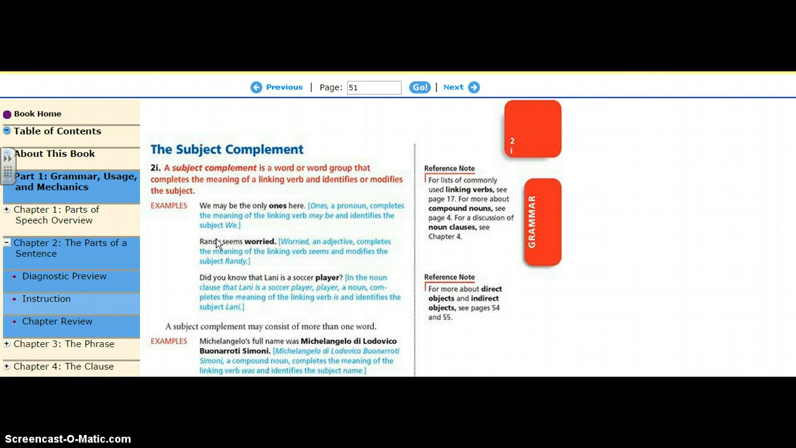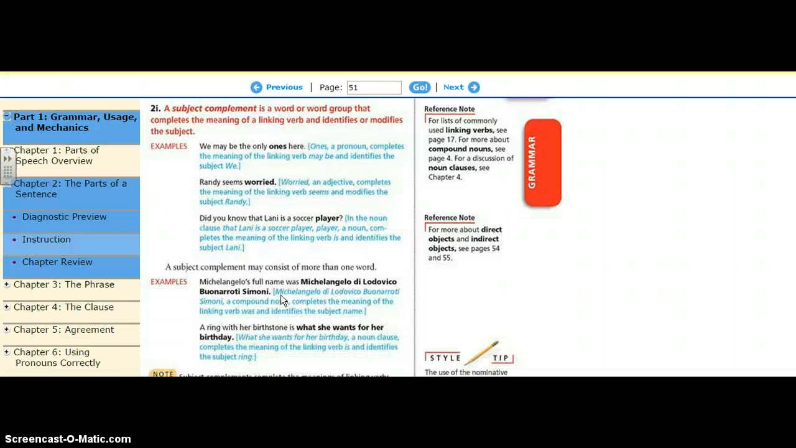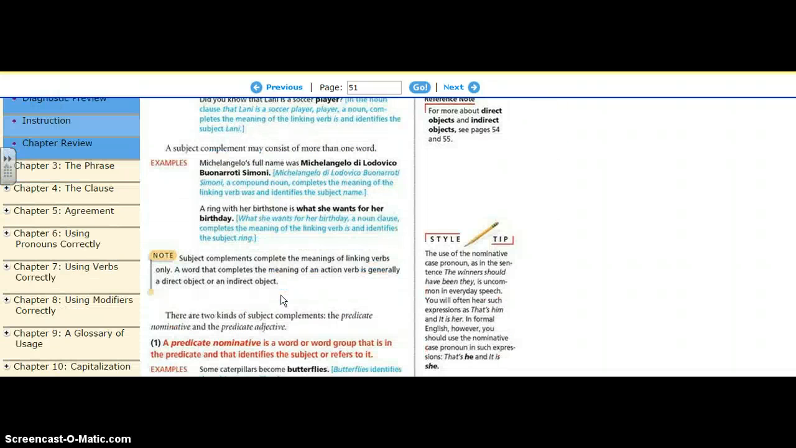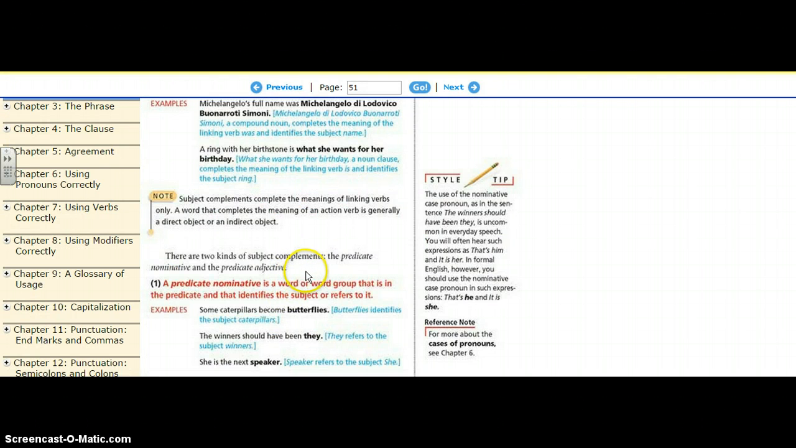Did you know that Lanny is a soccer player? In the noun clause that Lanny is a soccer player, player, a noun, completes the meaning of the linking verb is and identifies the subject Lanny. A subject complement may consist of more than one word, and it gives you some examples there. There are two kinds of subject complements, the predicate nominative and the predicate adjective.